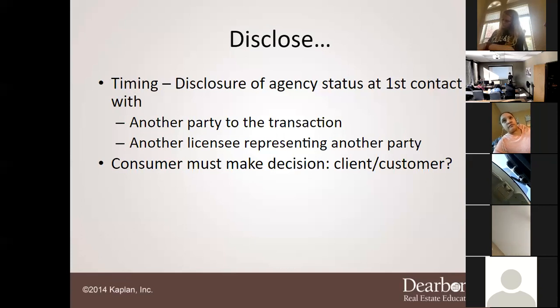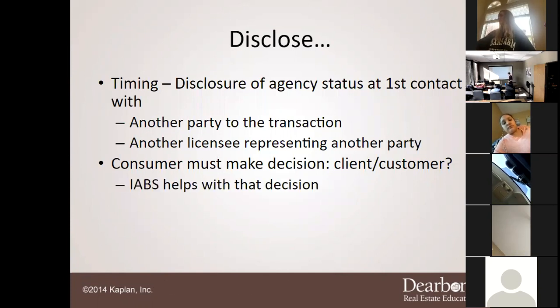And I think the next slide actually shows the difference in a way that we haven't seen with check marks and everything. But the client has to make that decision whether or not they want to be a client or a customer. Most of the time, they're probably going to choose client because they get way more services. But the IABS form will help them with that decision.